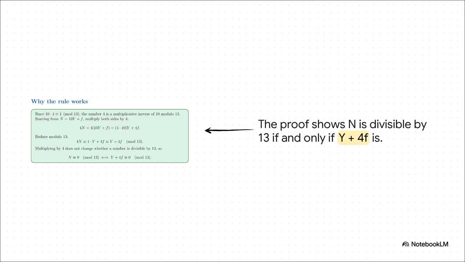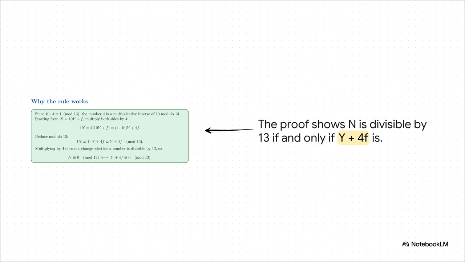Now, don't worry about trying to read every single symbol. Let's just walk through the big idea together. We start with our number n equals 10y plus f. Now, the secret move is to multiply the whole thing by 4. Why 4? We'll see in just a sec. That gives us 4n on one side and 40y plus 4f on the other.